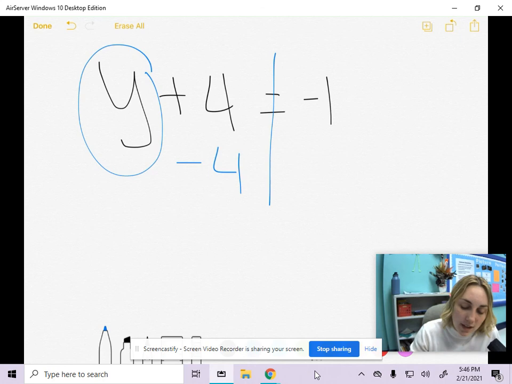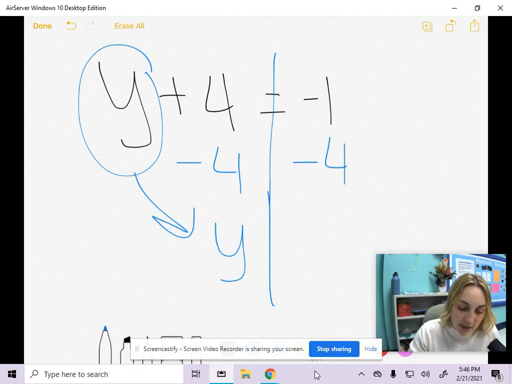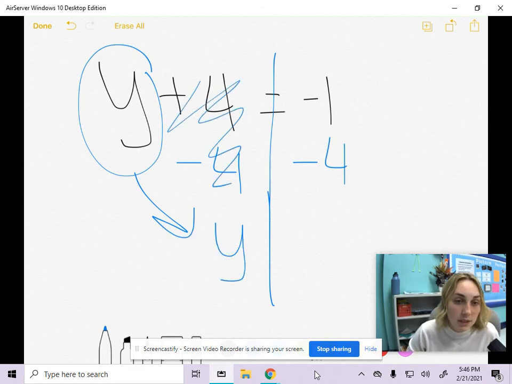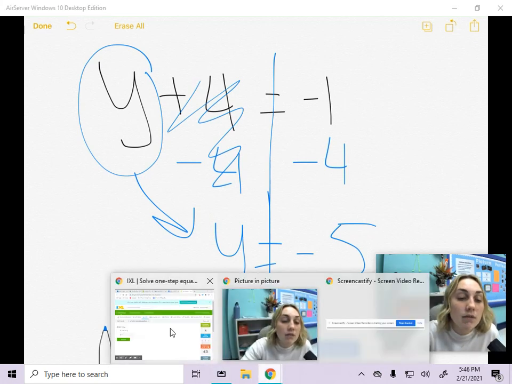And if we do it on one side of the equation, we have to do it on the other side as well. Okay? So I'm going to bring down this y because positive 4 minus 4 cancel each other out. It's equal to 0. And then I have negative 1 minus 4. Okay, so negative 1 minus 4, that would give us negative 5. Okay, so y is negative 5.